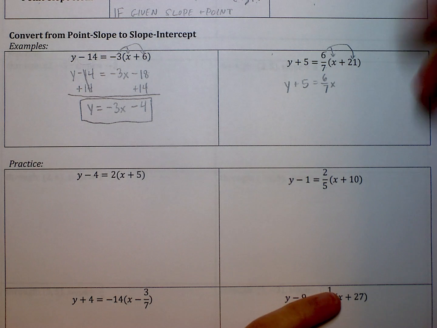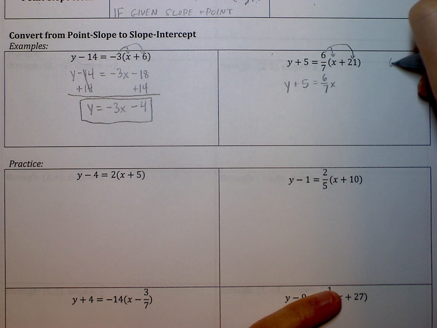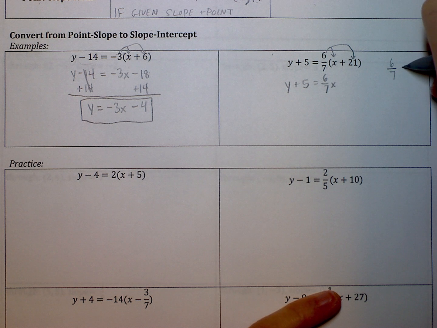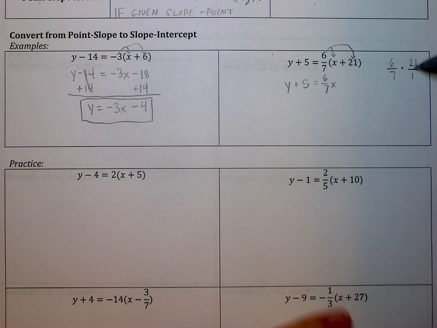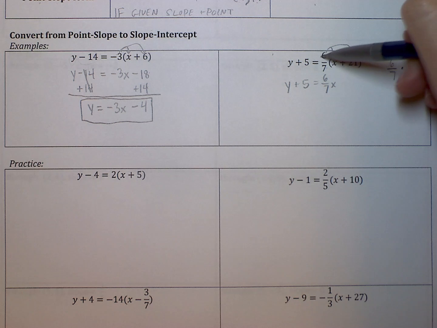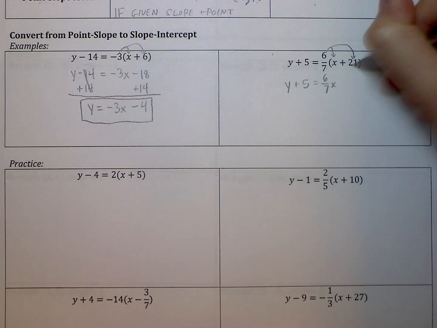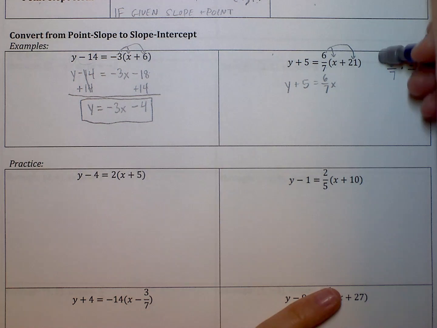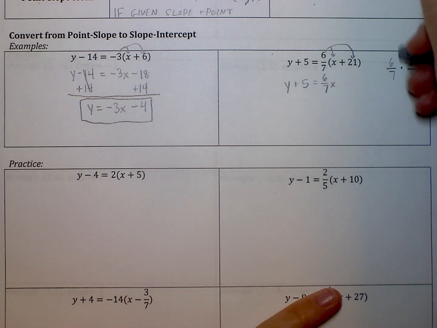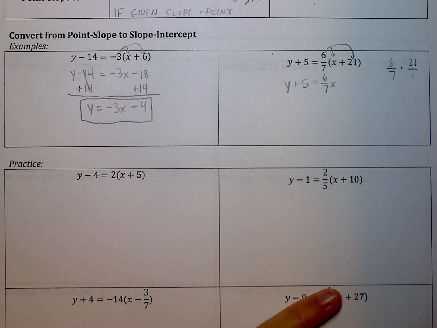6 sevenths times 21. So this is 6 over 7 times 21 over 1, right? We know that a whole number is just that number over 1. Okay, and in this case, they're both positive. Now let's say the fraction was negative, you could just put the negative on top and just follow the same rules that you would always follow for negative and positive numbers, right? If it was a negative times a negative, it would be positive, and so on.